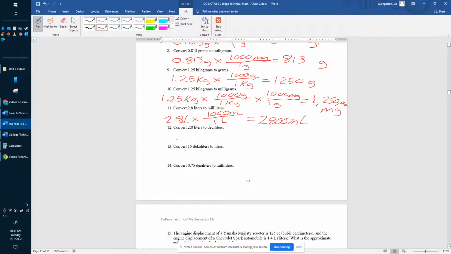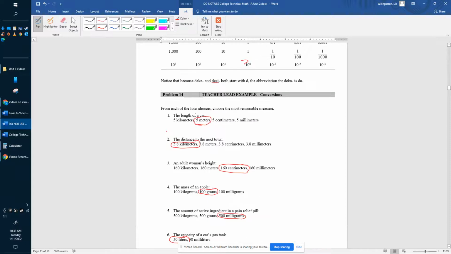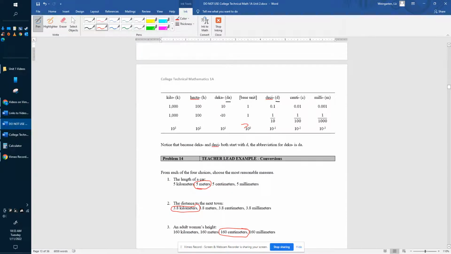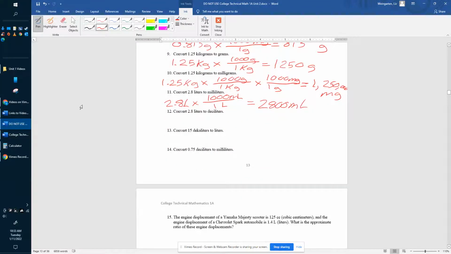How about deciliters? Now, let's get a reminder. What's deci? What's deca? Deca is a larger unit. Deci is the smaller unit. So we want liters and we want deciliters. So how many deciliters are in 1 liter? There are 10. So that'll give us 28 deciliters.